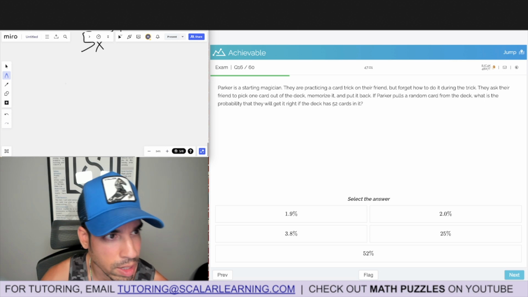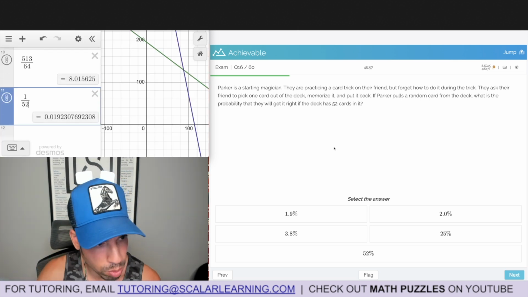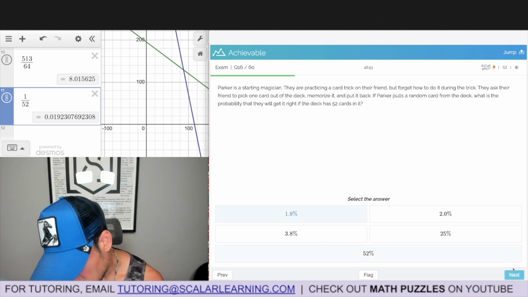I'm so confused. Like, I think it's just that. But they want it as a percentage. So 1 out of 52 is 0.019, which is 1.9%. And that's the answer. Boom, done.